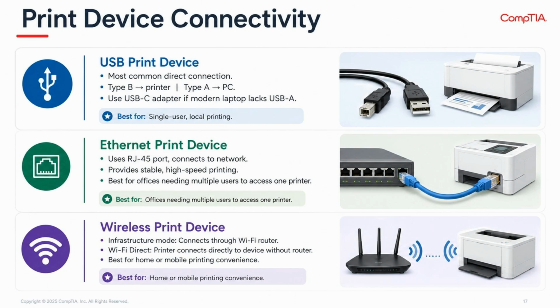Printers connect 3 main ways. USB is the most common direct connection. Type B on the printer, Type A on the PC, with a USB-C adapter if your laptop lacks USB-A. Best for single-user, local printing. Ethernet uses an RJ45 port for a stable, high-speed network connection.